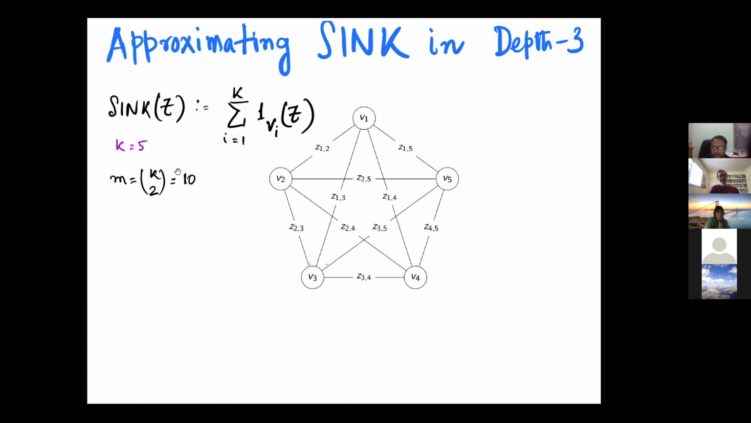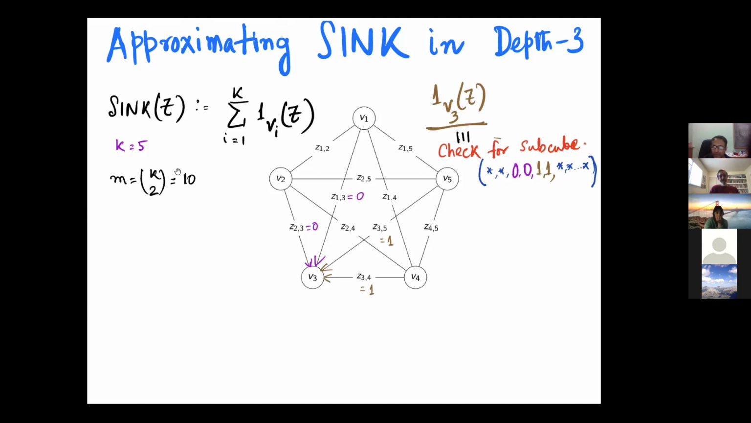In order to check if V3 is a sink, notice what you have to do is look at the inputs to sink and see if they lie in a particular subcube. Because in order for V3 to be a sink, all you need to do is check whether these edges are oriented in the right way. Every edge incident on V3 should be oriented into V3, which means some of the edges should receive 0, some of the edges should receive 1. So that's a subcube. You check if a particular subcube is there. Now, in the context of depth 3, this means a particular monomial: you look at the parity vector of that monomial. The parity vector of that monomial is an assignment to the edges of the sink.